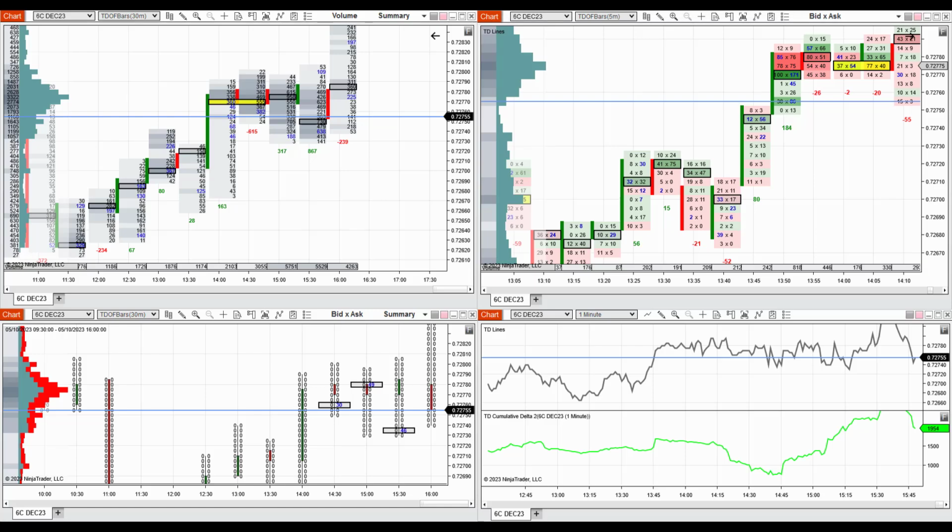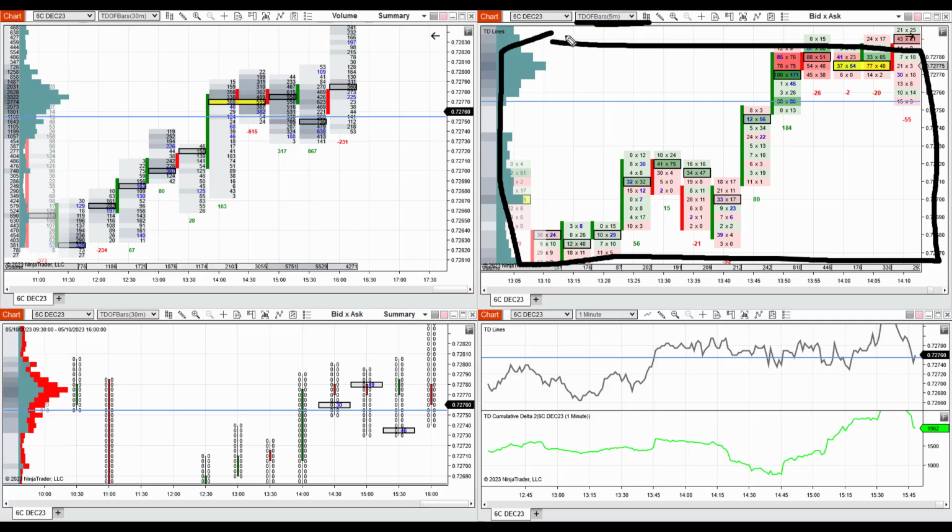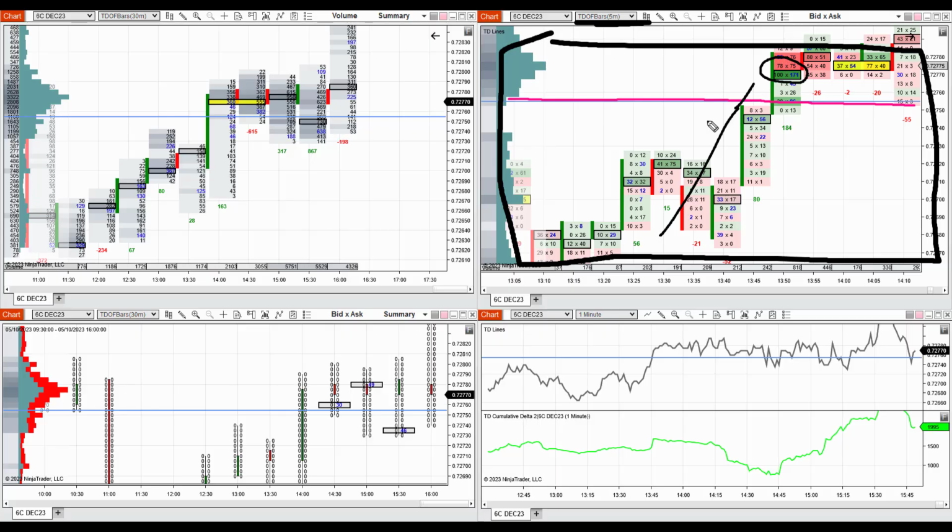I was looking mostly on this 5-minute chart, 5-minute footprint chart. This is where the price went towards the level. This is the level, this is the short level. Went past it a bit, but then heavy volumes appeared in here.